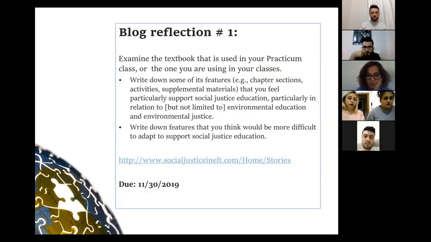You can also write down features that you think would be more difficult to adapt to support social justice education. Sometimes when you go through the textbook, you might say, well, this is possible to adapt to social justice education, but this particular topic is rather difficult to adapt and use to deliver messages about social justice. So make a list of these activities and explain why you think it's difficult to adapt them.